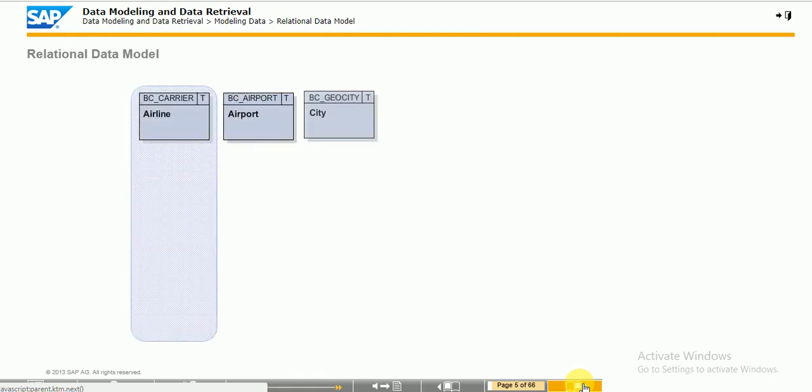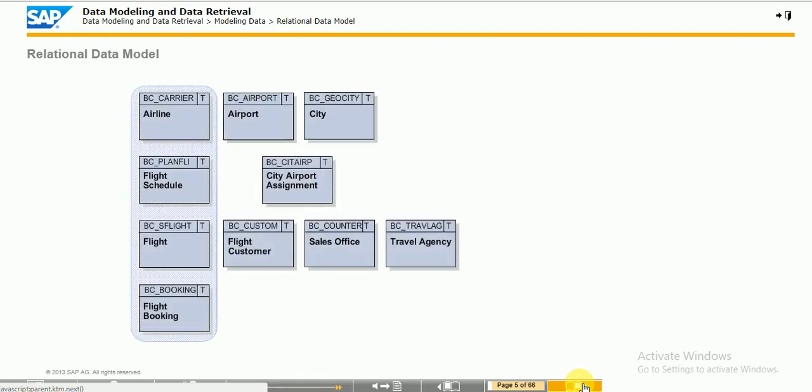The flight data model contains the following entities for all business information that is logically connected: cities, airports, airlines, flight routes, flights. These entities relate to each other in the following ways. Each flight schedule contains one airline, one departure airport, and one destination airport. Each bookable flight belongs to one existing flight schedule.